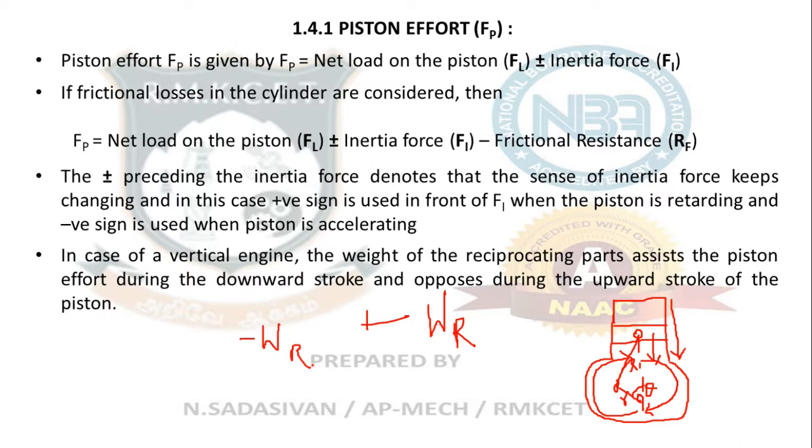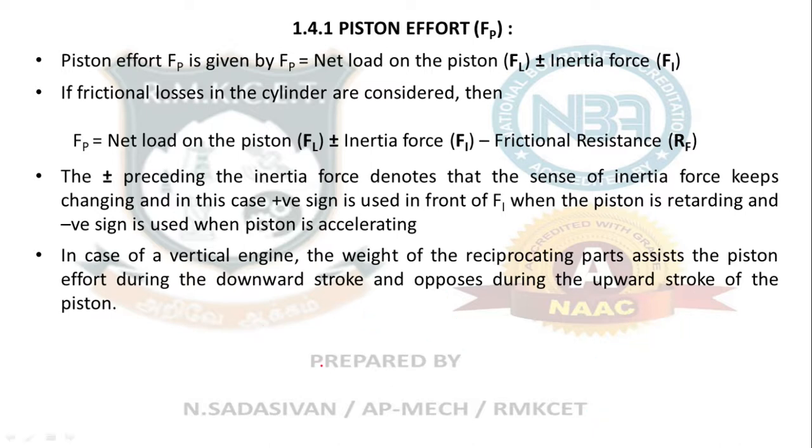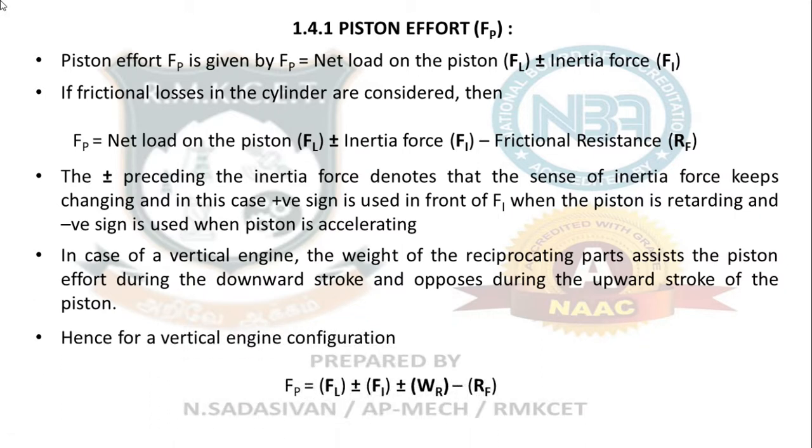Weight is a force. You can directly subtract it from the mass into acceleration force. So the net force is FP, with FL being the load given by the gas pressure, right? So for a vertical engine configuration, the formula is this. This is a generic formula. If you have a horizontal engine configuration, your weight will not come into the picture because you are not going against gravity. This component will vanish if your engine is a horizontal engine. If it is a vertical engine, then this weight component will come in.